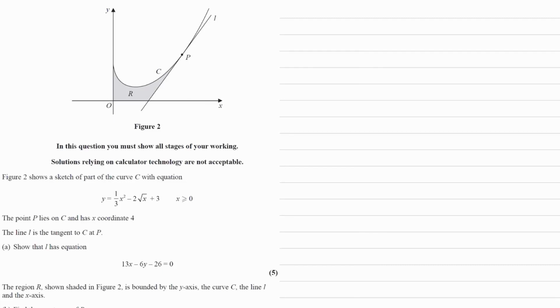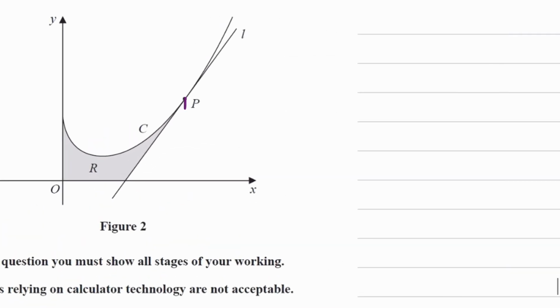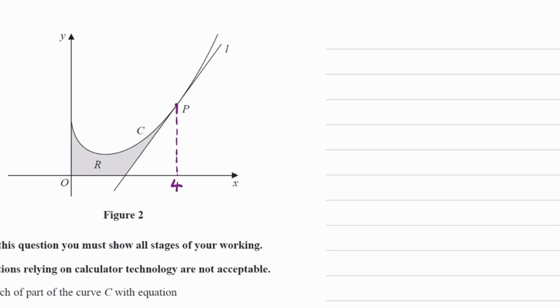Figure 2 shows a sketch of part of the curve C with equation y is equal to a third x squared minus 2 root x plus 3, where x is greater than or equal to 0. Point P lies on C and has an x coordinate of 4. So let's put that on our diagram. The x coordinate for this point is 4.